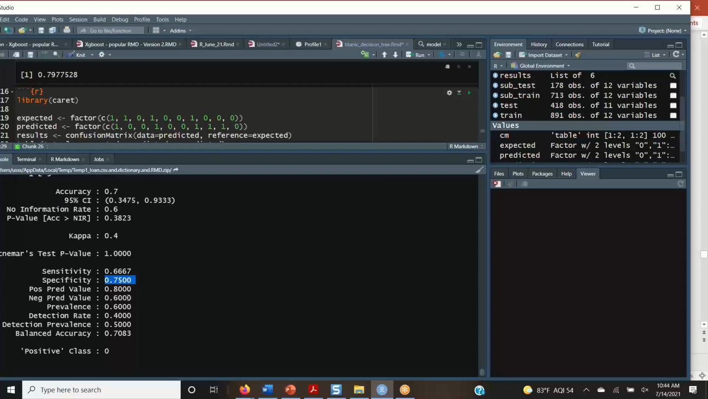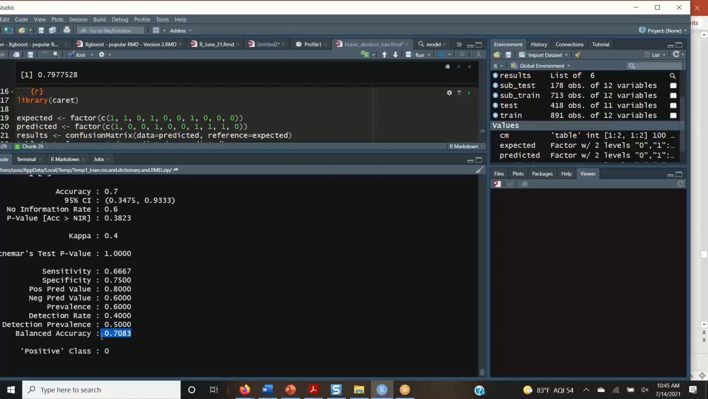Okay. And the positive predictive value means whenever it is target, 80% of them are correctly identified. Whenever it is reference, which is the case which did not survive, 60% of them are correctly identified. That's what the positive predictive value is, and then the negative predictive value.